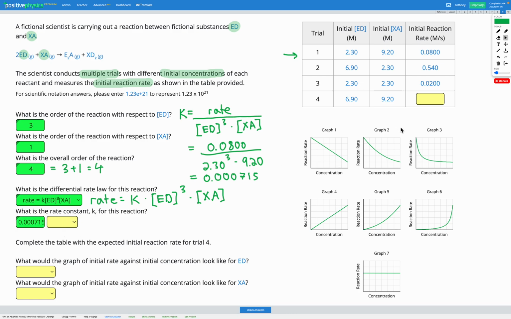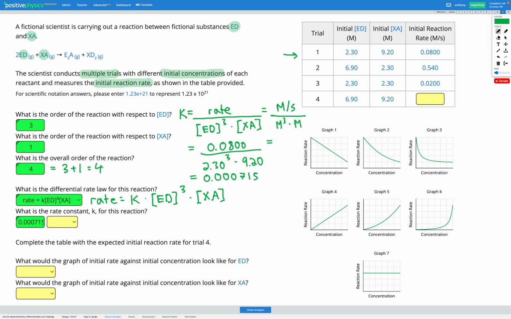We still need to find the unit for the rate constant. So to do that, I'm going to just substitute in my units into my equation. So my units for rate are molar per second. And then I've got my units for the concentration of ED, which is molar, and that's cubed, multiplied by my units for the concentration of XA, which is molar.